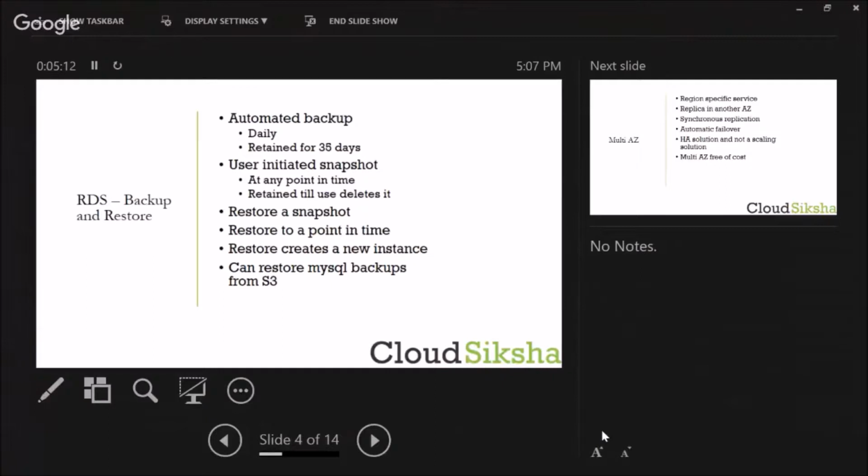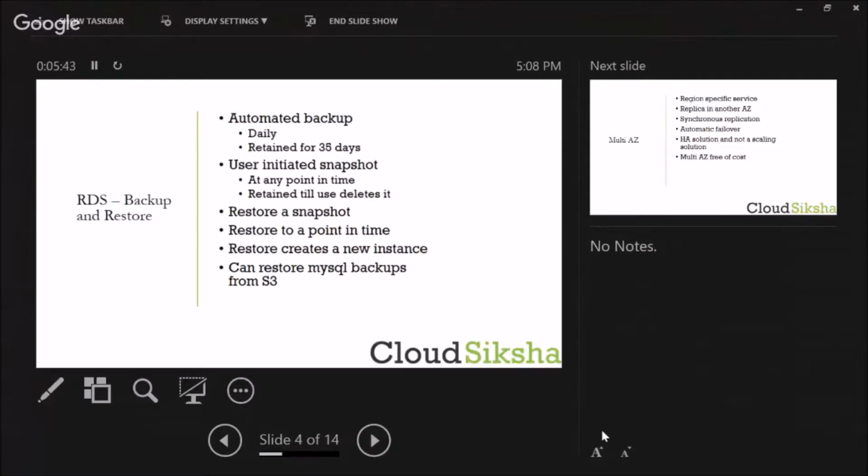In fact, if you delete your database, that is, if you delete your RDS instance, the automated backups will all get deleted automatically, but not the snapshot that you took. So your snapshot would still remain there. So you need to understand this. So when you delete an instance, all automated snapshots get deleted, but the user-initiated snapshots will not get deleted.